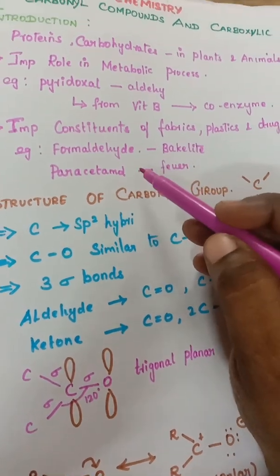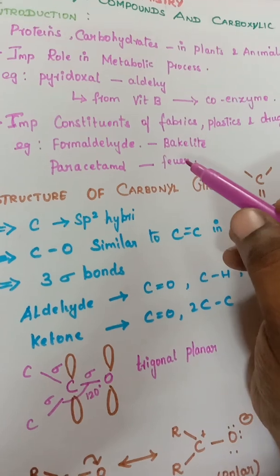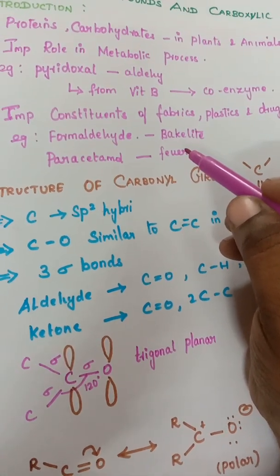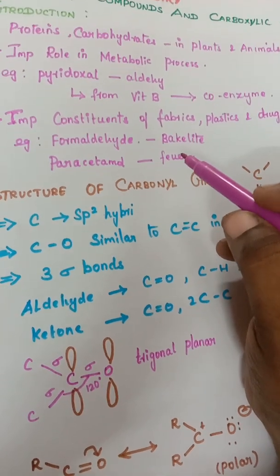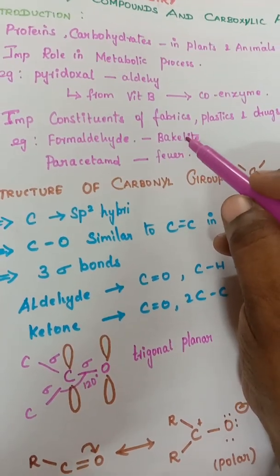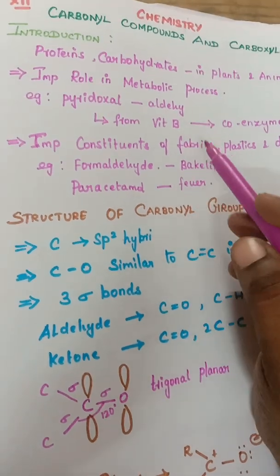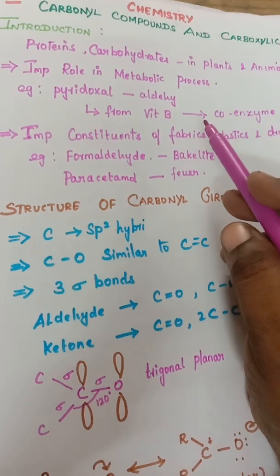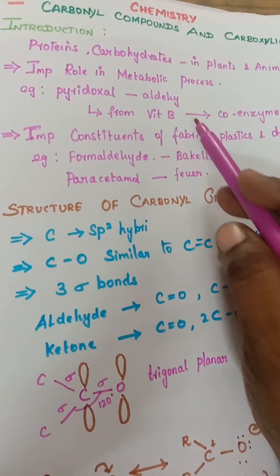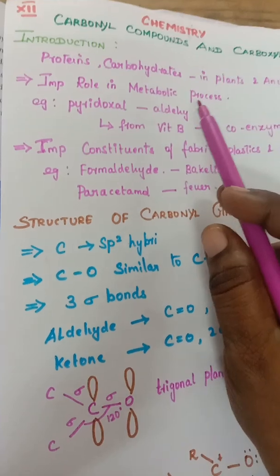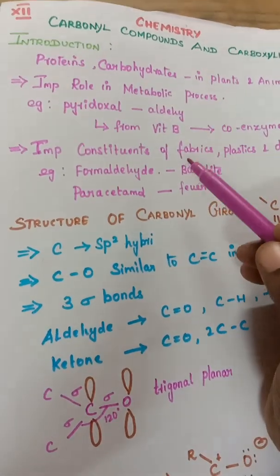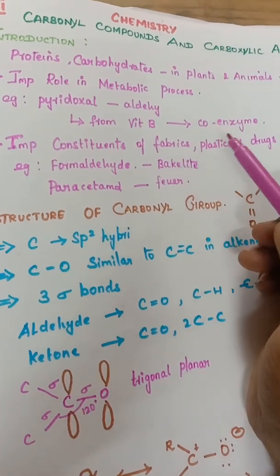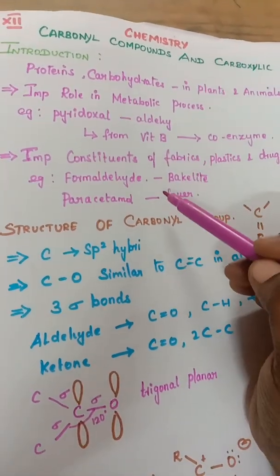Second, it is used in the preparation of paracetamol. I hope you have heard the word paracetamol many times nowadays. If it is fever, we take paracetamol only, right? This paracetamol medicine contains the carbonyl group. So these are the two important applications or uses of the carbonyl group. They may ask you in a 2 mark question, either as application or uses. You have to write these two. First, it plays an important role in the metabolic process. Second, it is used in the preparation of fabrics, plastics and drugs. You have to write the examples also.